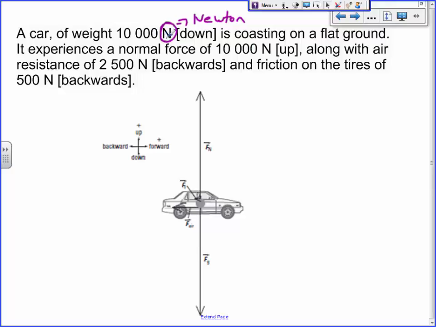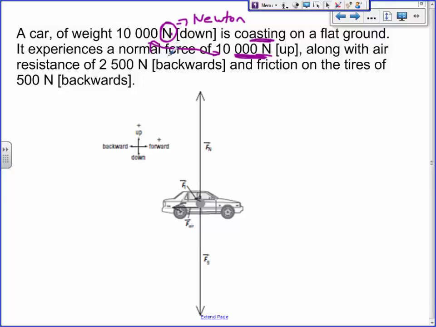So a car weighs 10,000 newtons down, and it's coasting on flat ground. It's coasting. Is there an applied force pushing it forward? And you can actually see that on this diagram right here. There is no arrow pushing it forward. It's experiencing a normal force of 10,000 newtons up. Does that make sense that these two numbers are the same? What if they weren't? What if the gravity force was more than the normal force? Then it would be falling somehow, right?